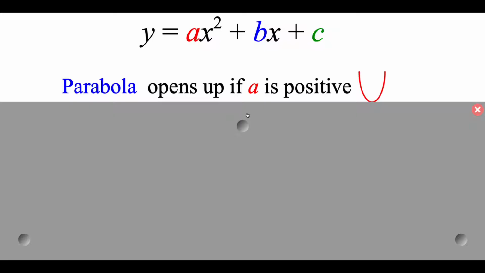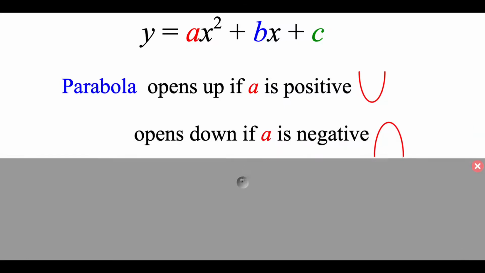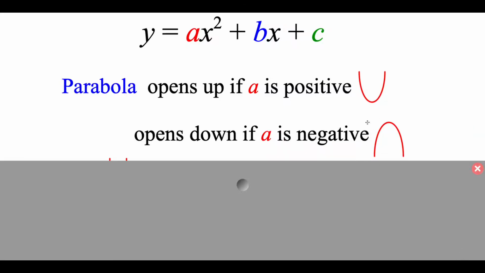For your parabola, if that a value is a positive number, then that means that your parabola is going to open upward. So it's going to be kind of a U shape. But if that a value is a negative number, that flips your graph over so it opens downward so it looks more like an N shape.